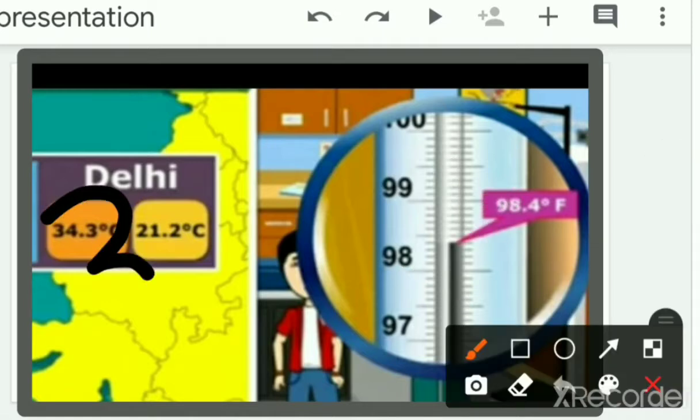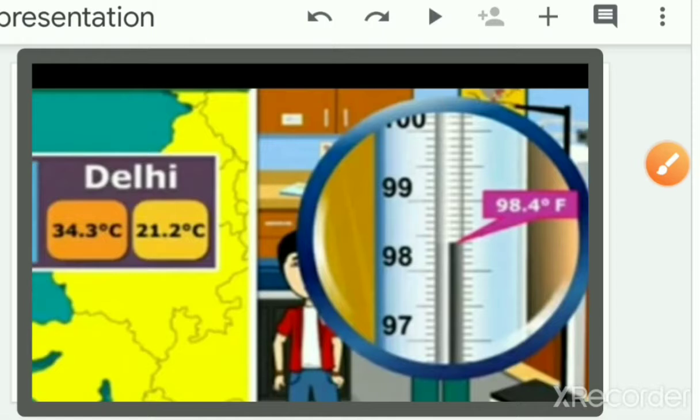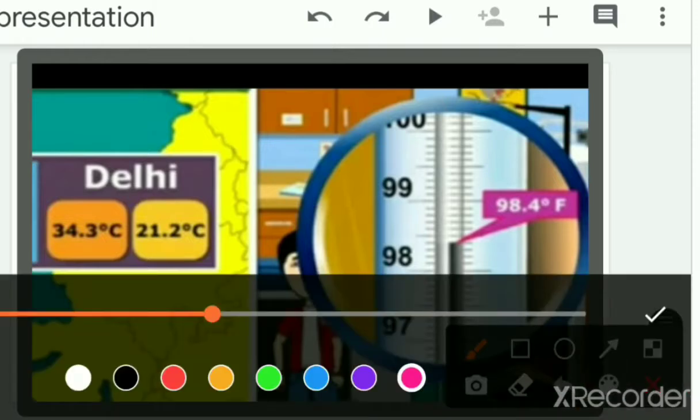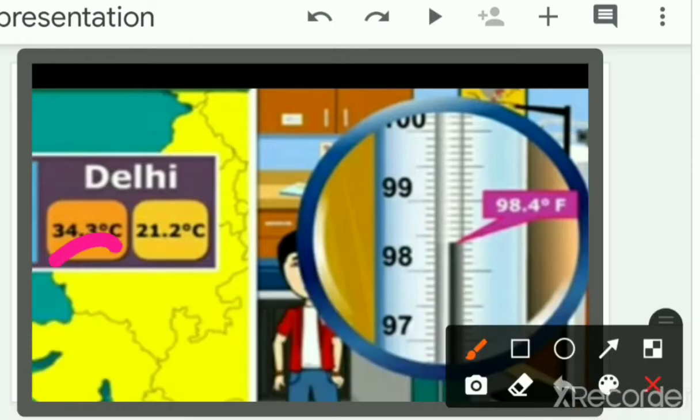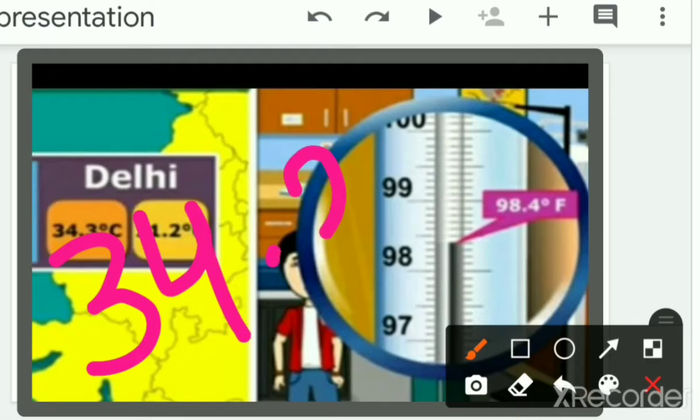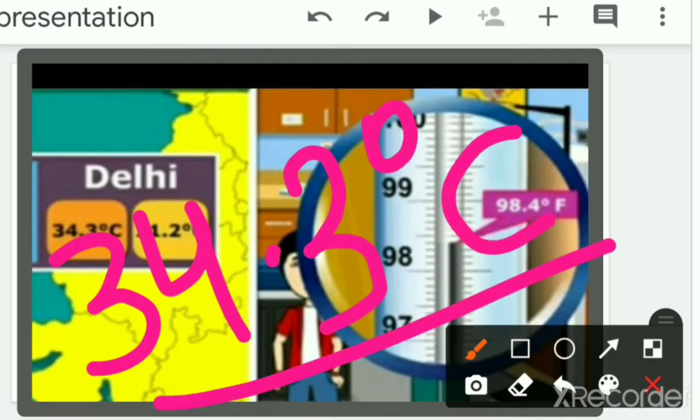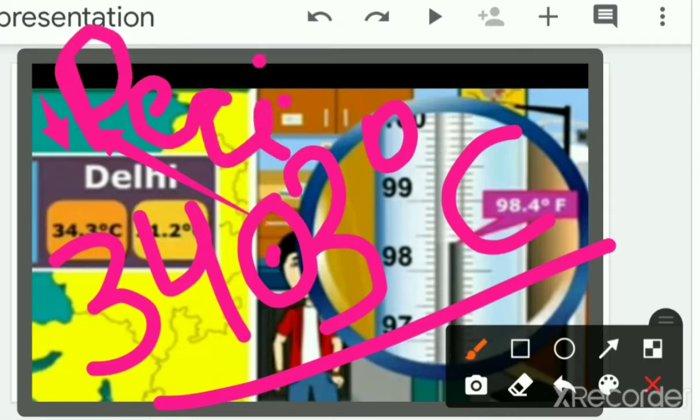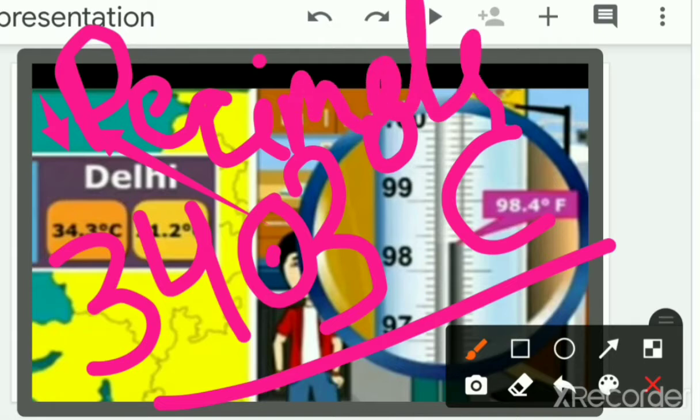The point which we are saying, like 34.3 degrees Celsius, is what? What are these called? Decimals. These points are known as decimals.